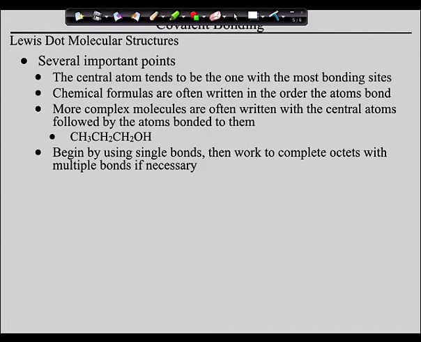We said the central atom tends to be the one with the most bonding sites. We said that many times the chemical formulas are written in the order that the atoms bond. Many times with these more complex molecules, they are written as a central atom, what's bonded to it, a central atom, and what's bonded to it. And guys, when you do Lewis dot structures, typically what you will do is get everything on the paper, single bond everything together, count up the total number of valence electrons, and then spread whatever valence electrons are left around the molecule until you complete octets. Do you remember all of that?